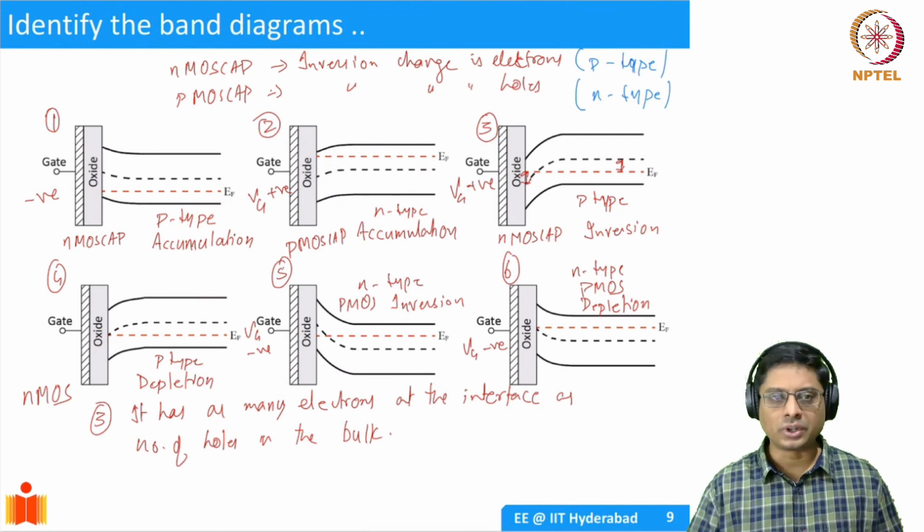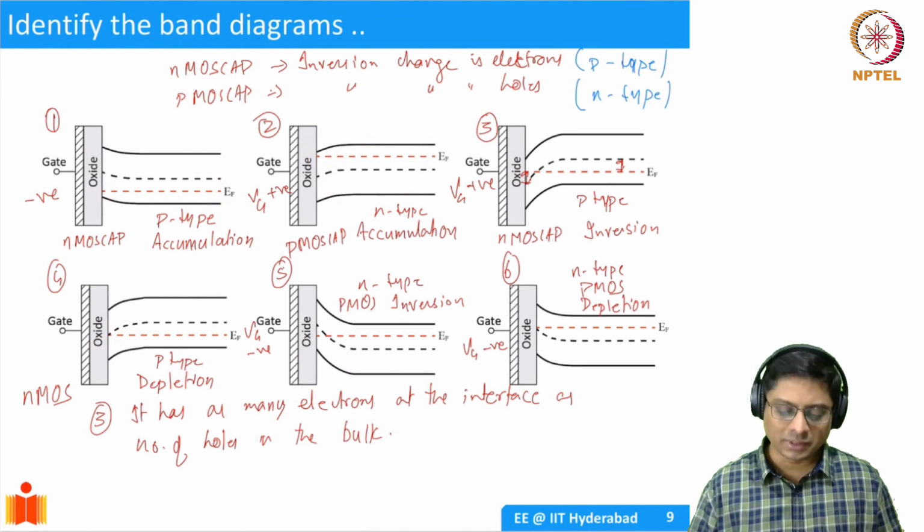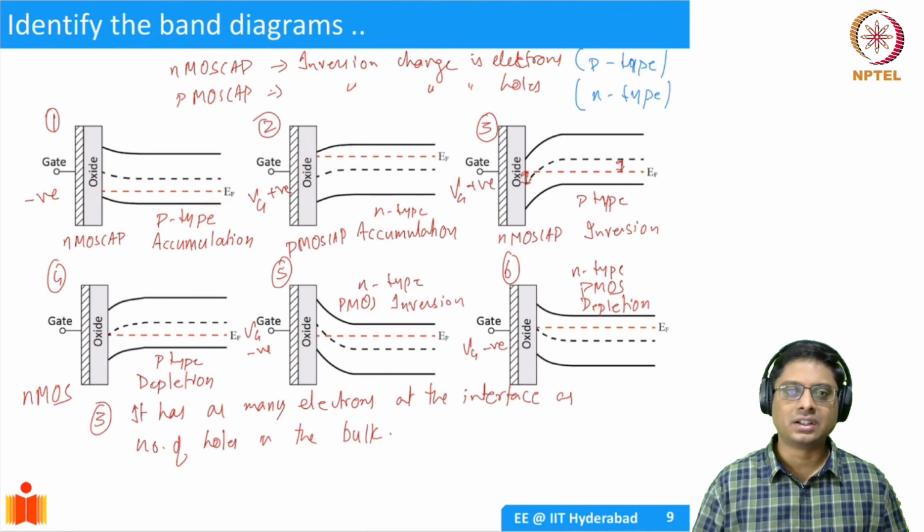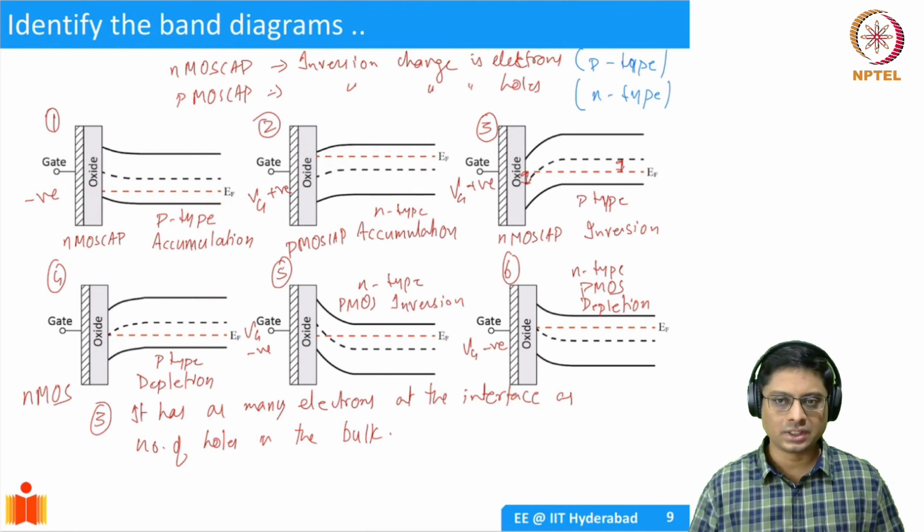I want you to really spend some time and review this. I want you to be comfortable with just looking at the bands and then deciding whether the MOSCAP is in accumulation, inversion, or depletion. In the next lecture, we will actually draw the full band diagram. We will include the bands of the oxide and even the gate, and it will be slightly more complex, but then we can understand the full electrostatics of what is happening. The next couple of lectures will be on the electrostatics of the MOS capacitor.